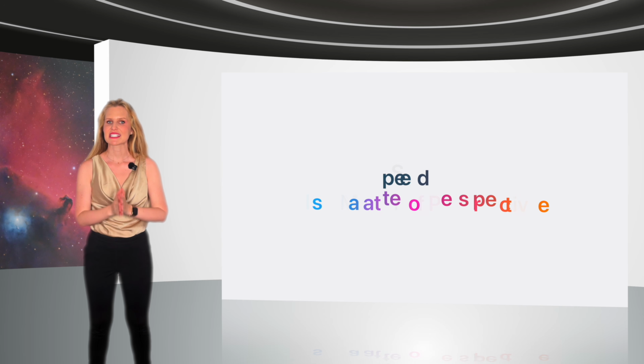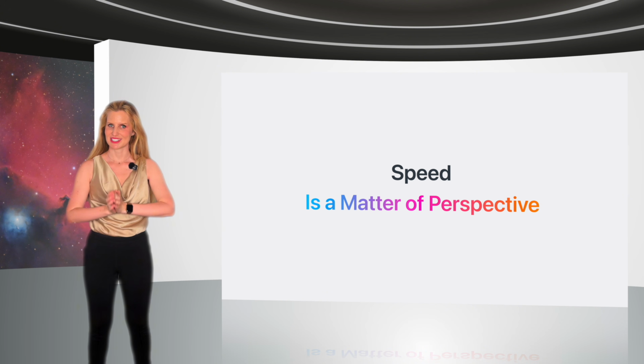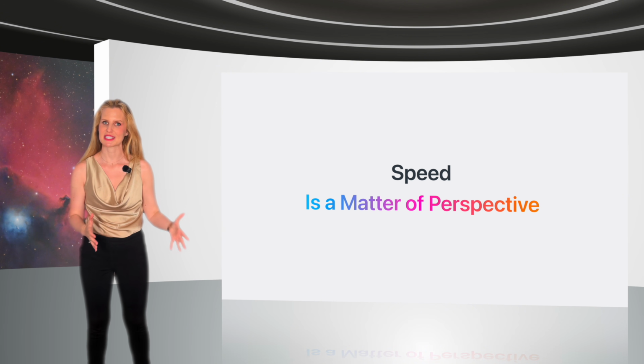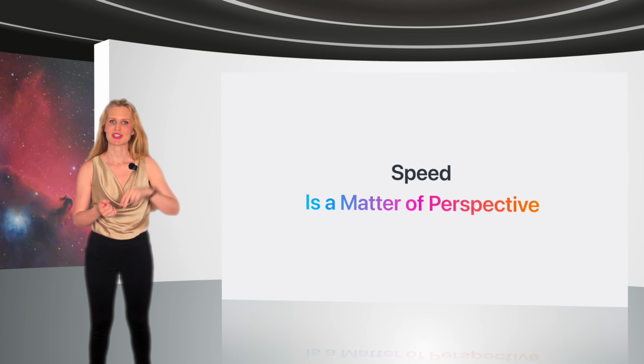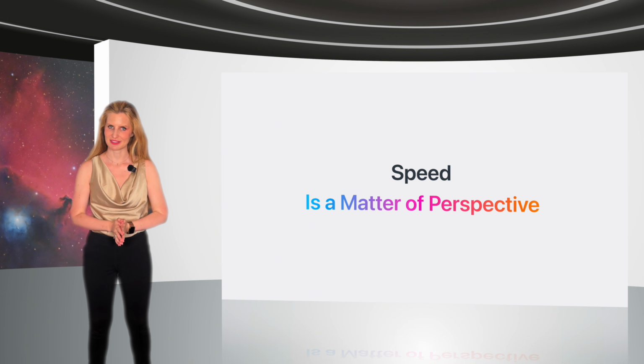Because in the end, the speed of your system isn't just about focal ratio. It's about the whole picture: your scope, your sensor, your target, and your technique. It's all a matter of perspective.